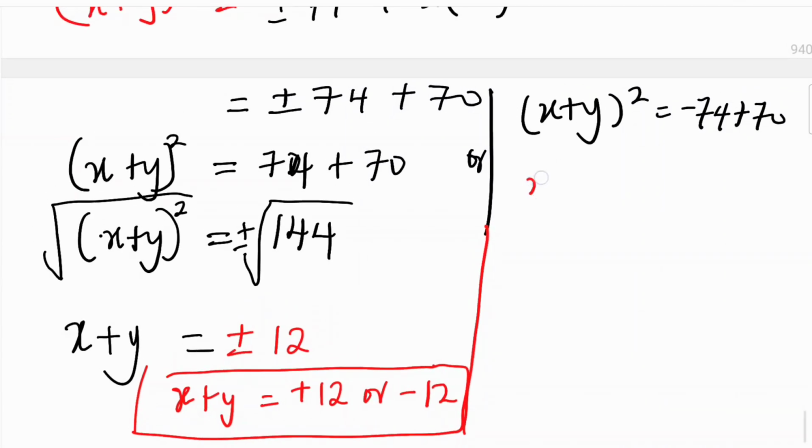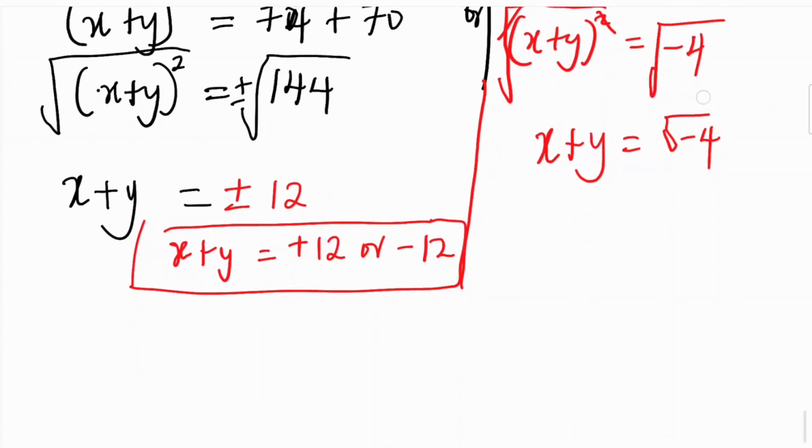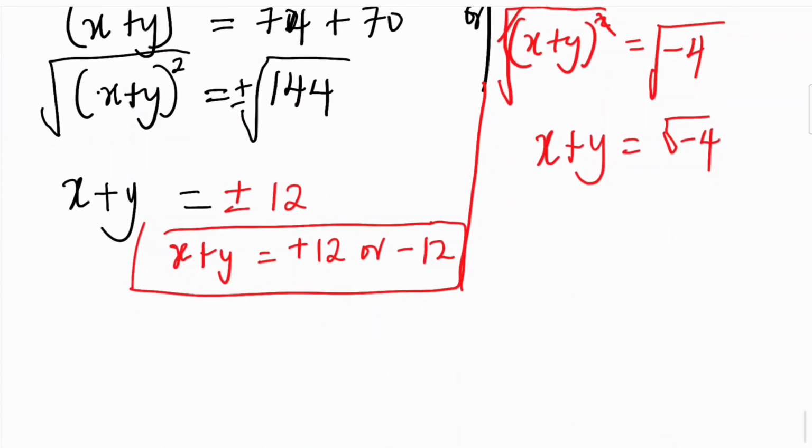So we have that (x plus y) all squared is equal to, when you have this, minus 74 plus 70, which is minus 4. So to get the value of x plus y, we have to take the square root of both sides. If you take the square root of both sides, x plus y is equal to the square root of minus 4. And this leads to a complex solution.